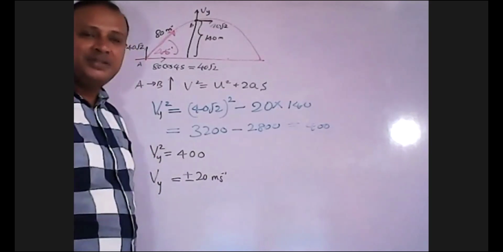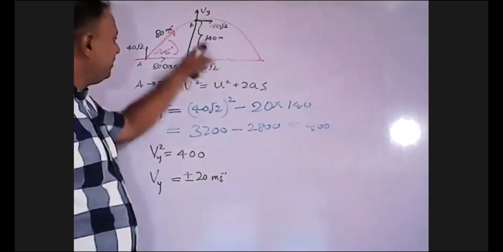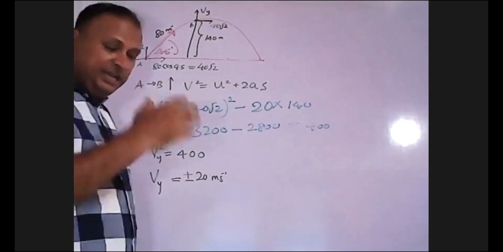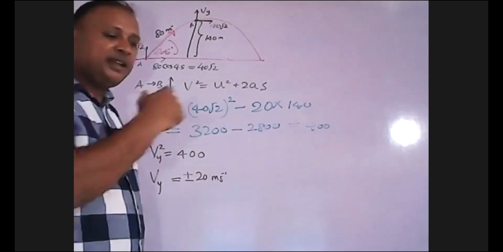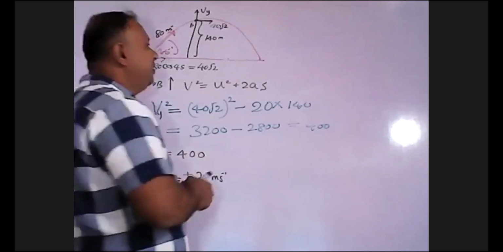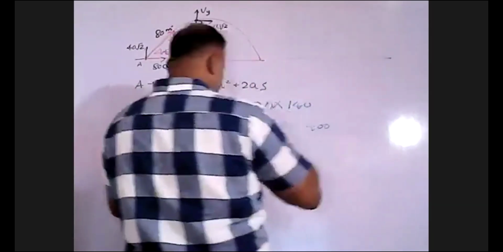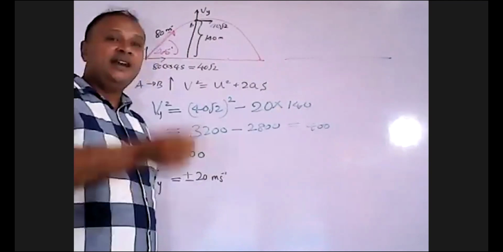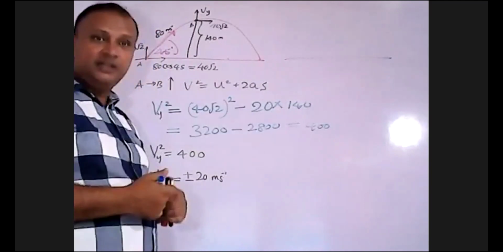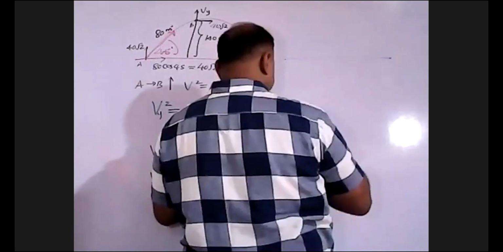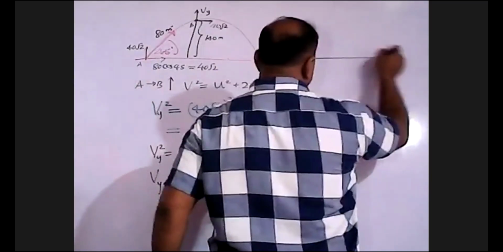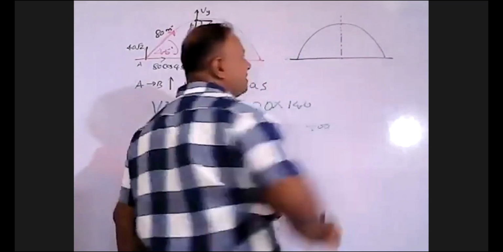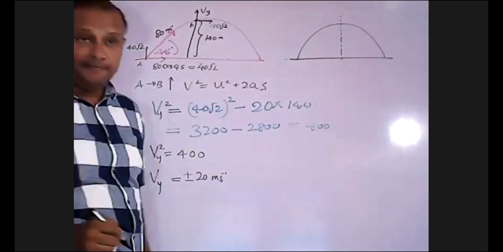Actually, there are 2 points with the same height, same altitude. In a projectile, there are 2 points with same height. If it is not the maximum height, definitely there are 2 points with same height. Now this is the maximum height.